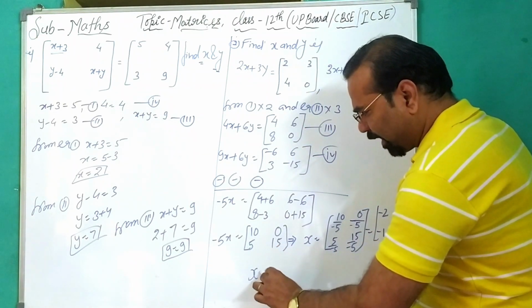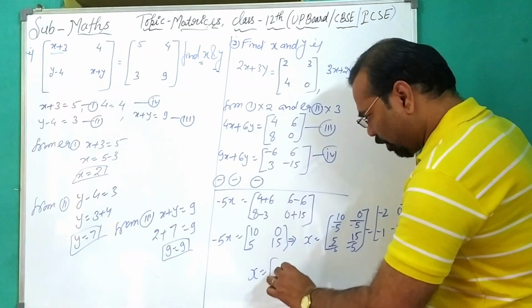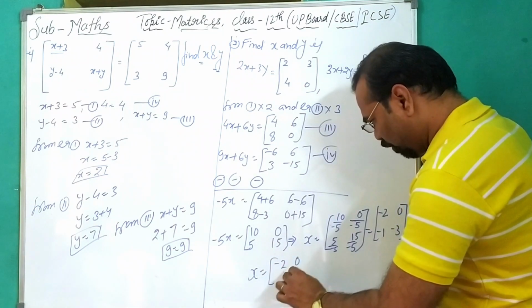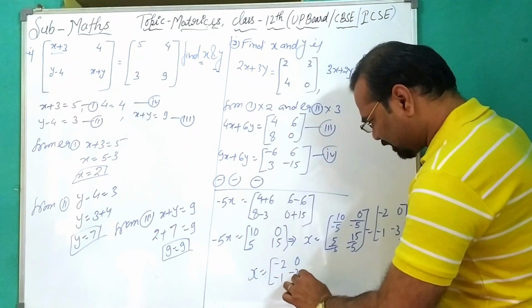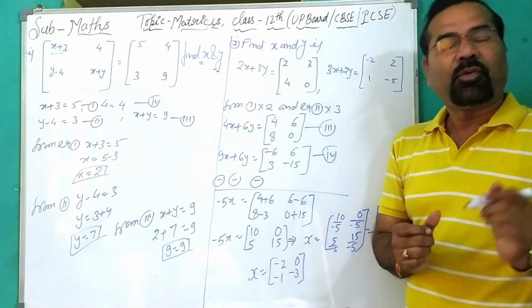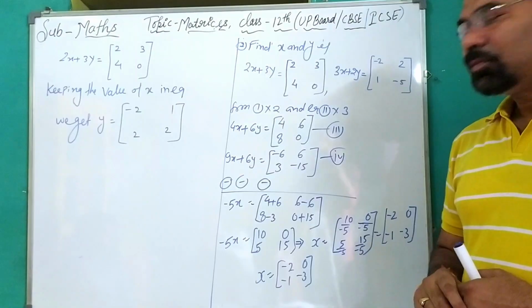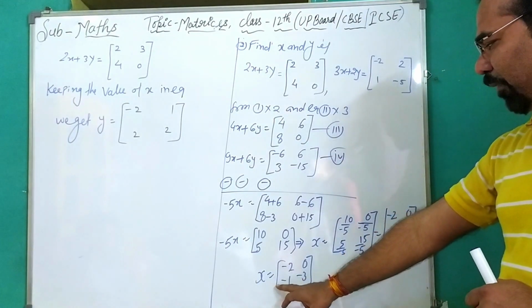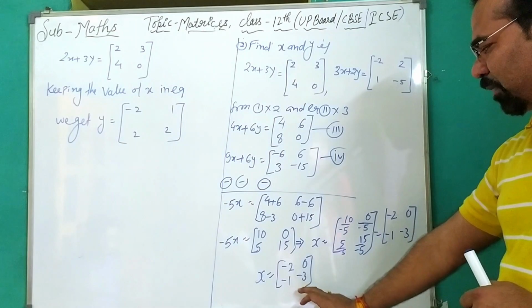What is the value of x? x is equal to -2, 0, -1, -3. That is the value of x. Now we can find the value of y. Okay, now we have the value of x equal to -2, 0, -1 and -3.